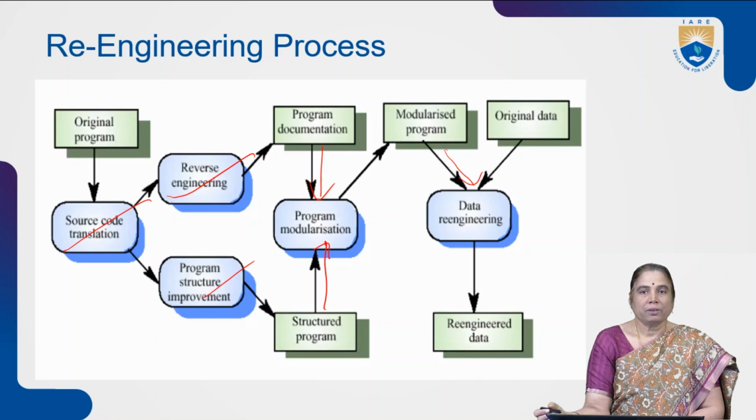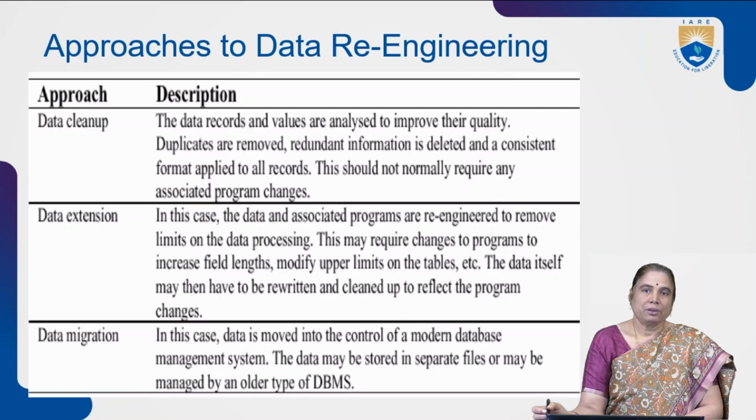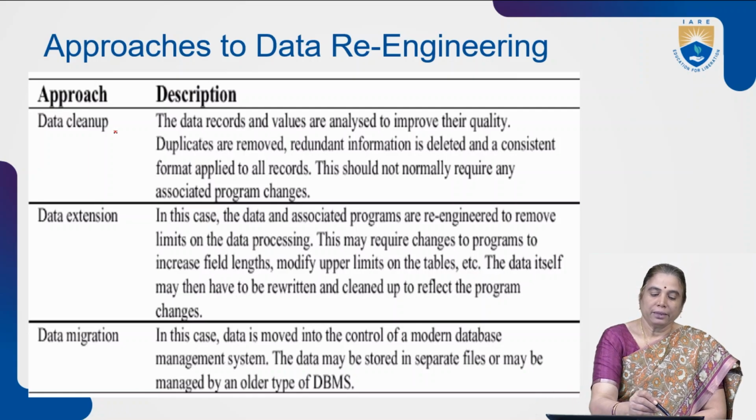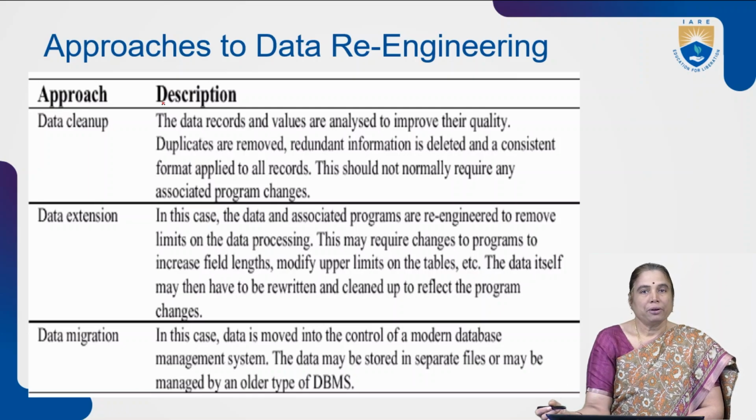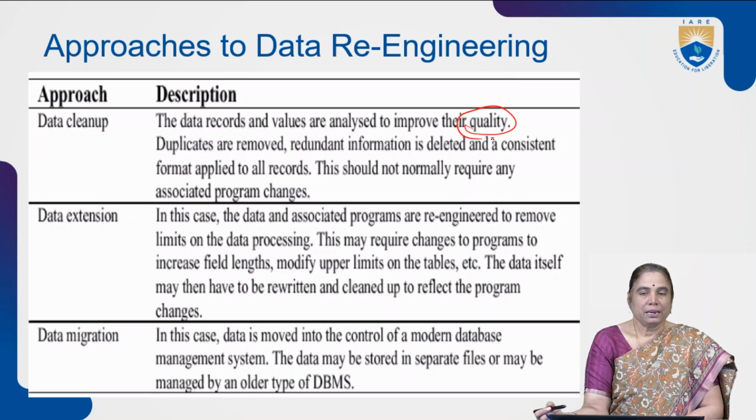The data backend also plays an important role for the smooth functioning of the application. So data can also be re-engineered with the supply of the original data. So not only the code, the data can also be re-engineered. The approaches of data re-engineering generally used are data cleanup, where the data records and values are analyzed to improve their quality. Data re-engineering is majorly concentrated on updating the backend sources.